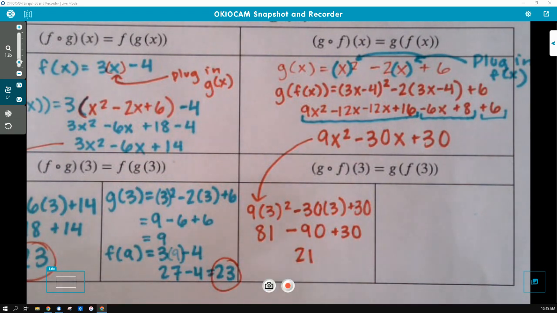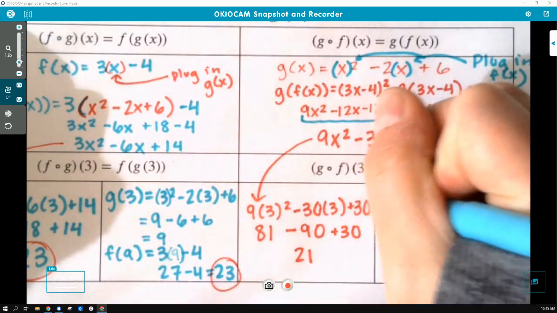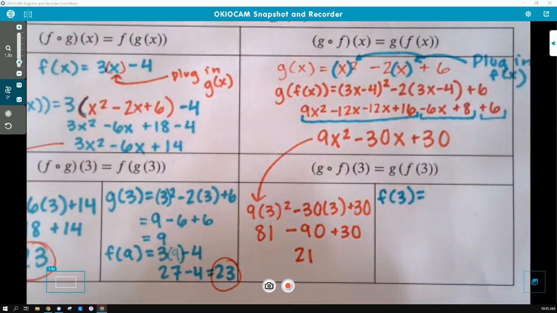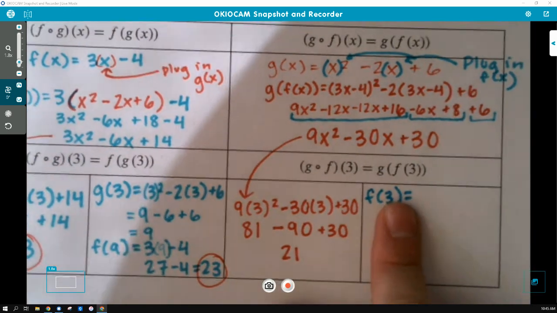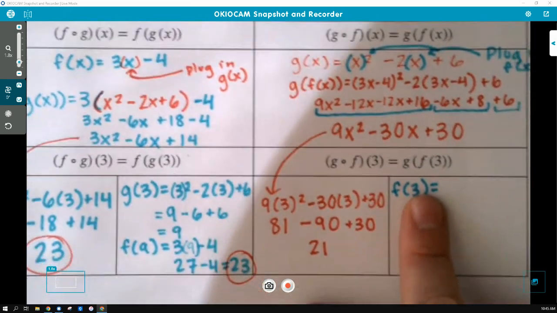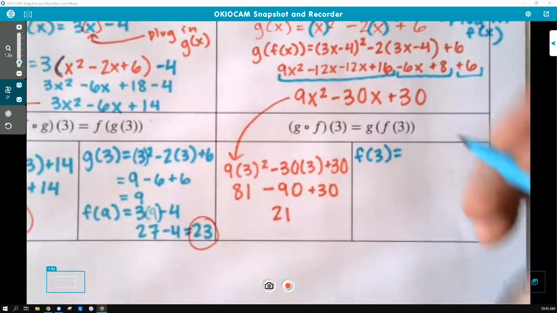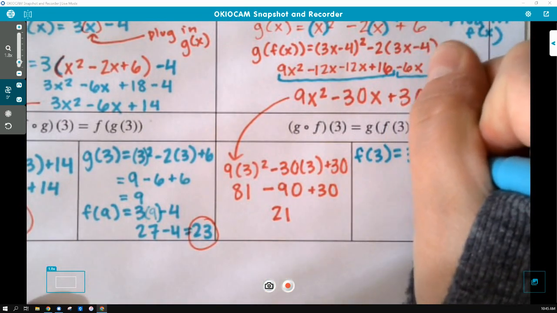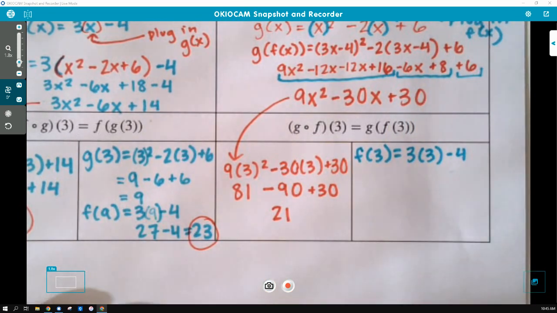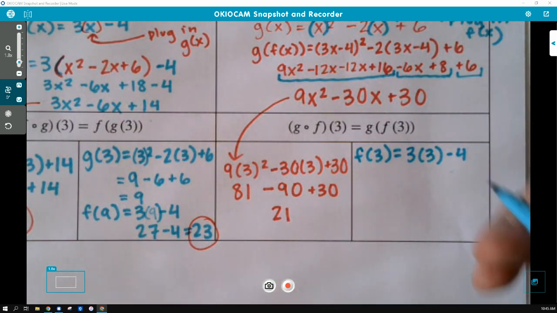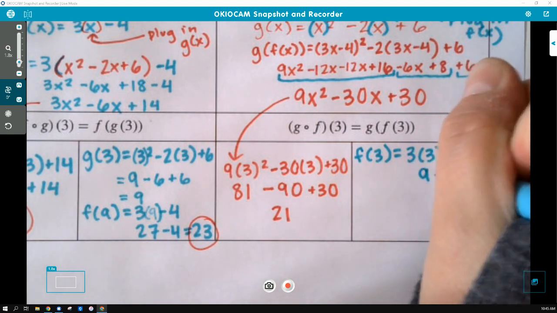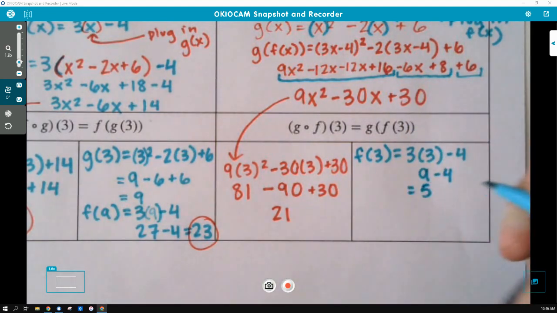Okay. Last thing, we could do it the other way as well. So we could first find f of 3. To find f of 3, we would plug in 3. f of x is up here. It's 3x minus 4. So it would be 3 times 3 minus 4. 3 times 3 is 9. 9 minus 4 is 5.